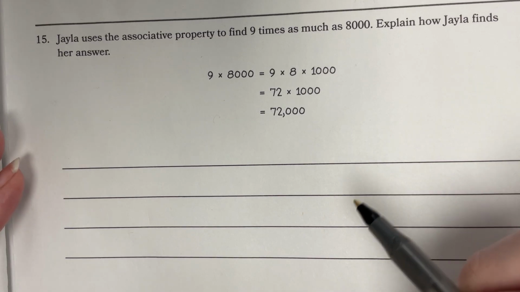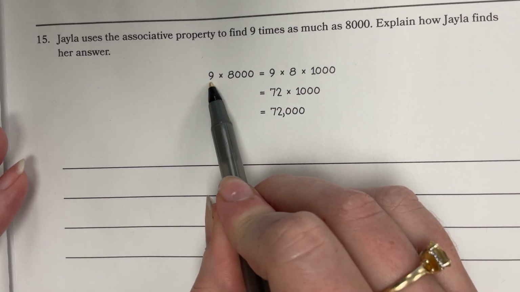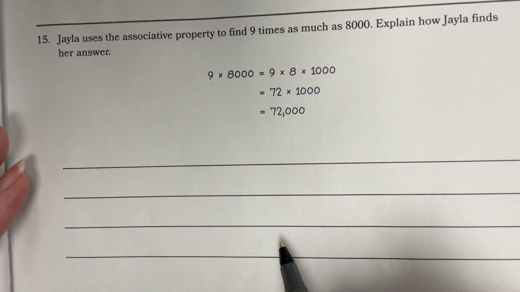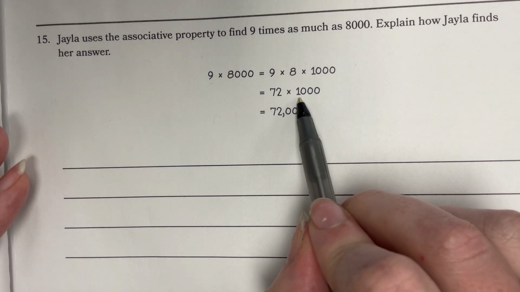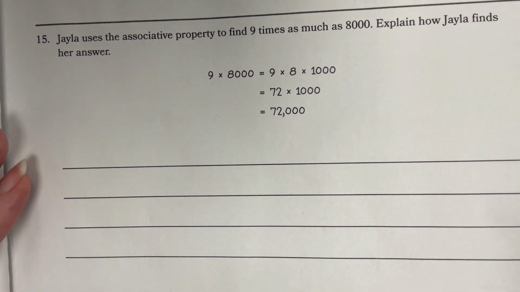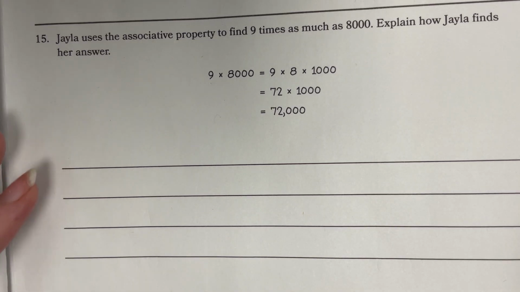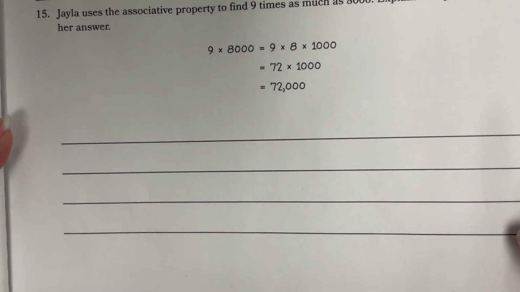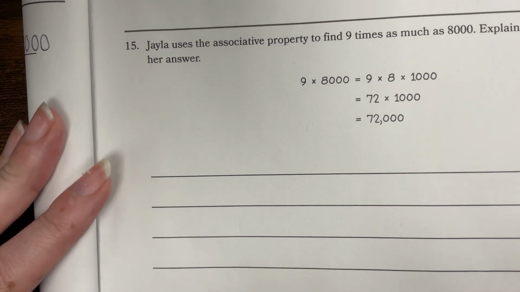Refocus. It's all right. 9 times 8,000 equals 9 times 8 times 1,000. 72 times 1,000 equals 72,000. All right, let's make sure that we agree with her. 9 times 8 is 72, and then she put 3 zeros there at the end. So I am going to explain how she did that.